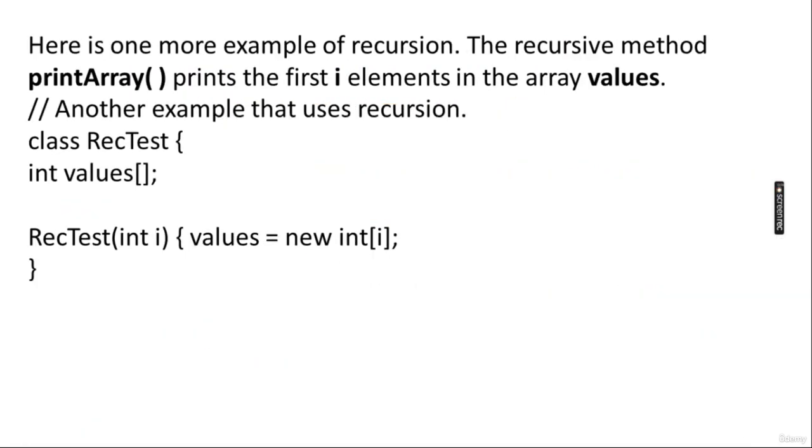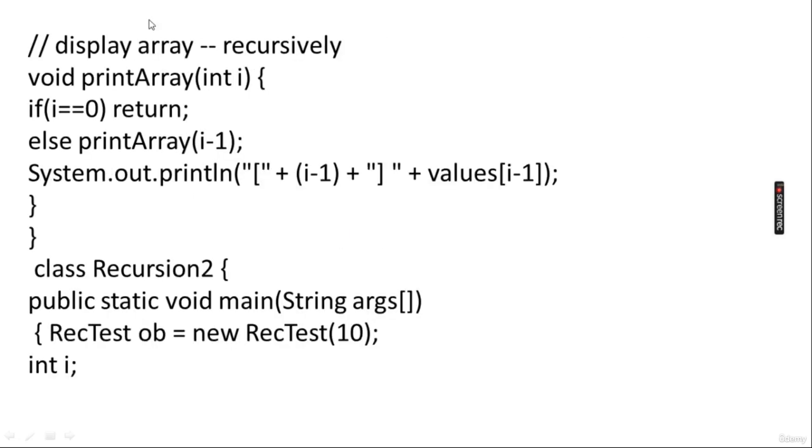One more example of recursion. The recursive method printArray prints the first i elements in the array values. In the RecursiveTest parameterized constructor, values is equal to new int[i]. Whatever value is passed while creating the object of RecursiveTest decides how large the array is. If I pass 5, a new array of 5 variables will be created. If I pass 10, a new array of 10 values will be created. Then we display the array recursively, so the printArray function is used recursively.